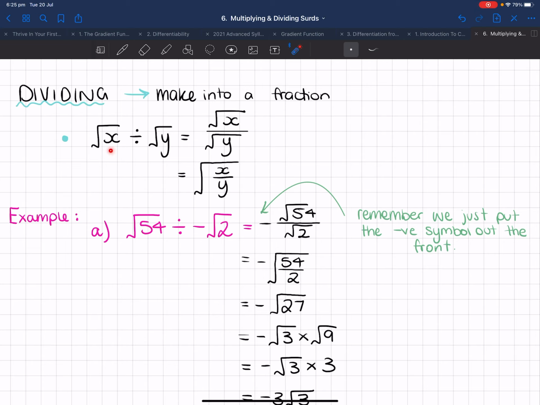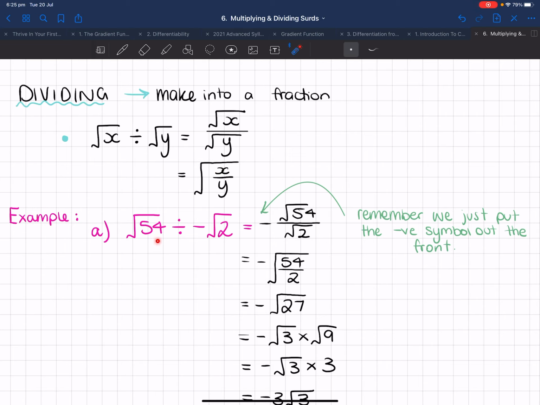So if you've got two surds that are dividing, what you want to do is put it into a fraction, because we know that division is like a fraction. So when we take the square root of two surds, if you've got the square root on the top and the square root on the bottom, that's the exact same as taking the square root of the whole fraction. So I guess it's kind of like multiplying.